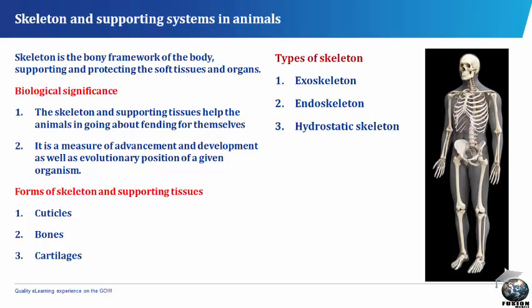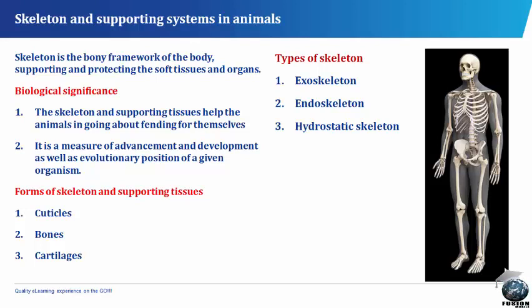The cartilage. This is a tissue found in the skeleton of complex vertebrates. It consists of living cells, carbohydrates, and protein fibers. It is a tough and flexible tissue that has great tensile strength.